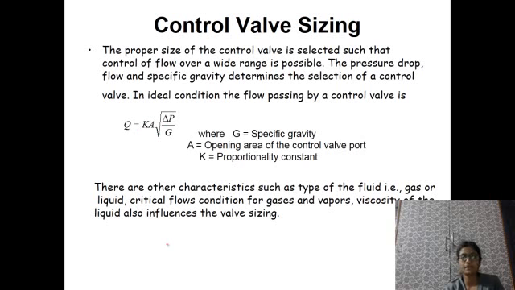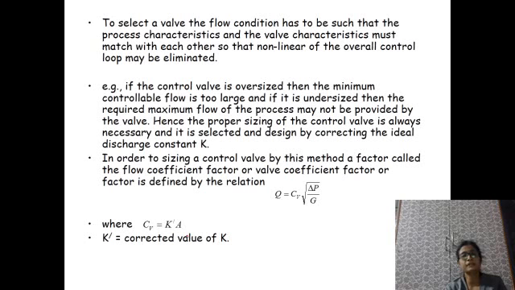To select a valve, the flow condition has to be such that the process characteristic and the valve characteristic must match with each other, so that the non-linearity of the overall control loop may be eliminated. That is another aspect of valve selection. Process characteristics and valve characteristics: otherwise, if they mismatch, then the non-linearity will be more.